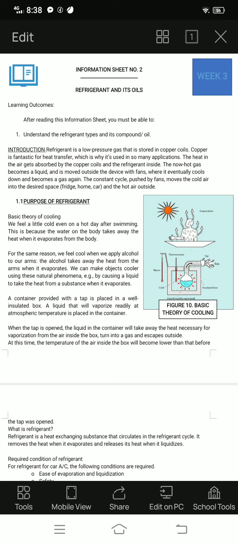Our topic for today is from information sheet number 2 and it's about refrigerant and its oil. Learning outcomes. After reading this information sheet, you must be able to: number 1, understand the refrigerant types and its compound or oil.